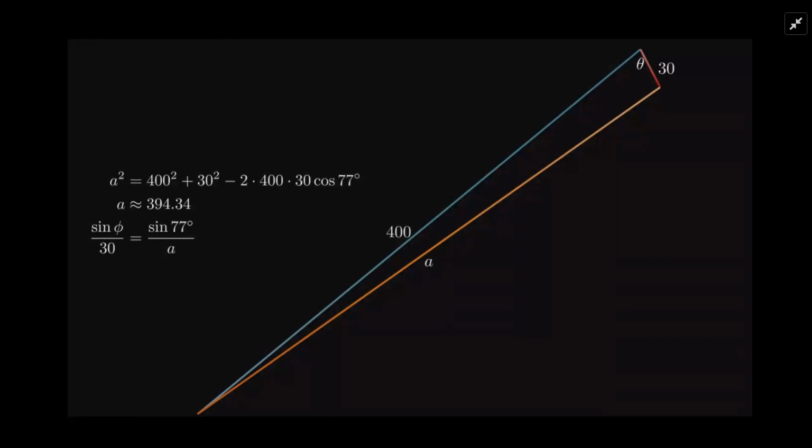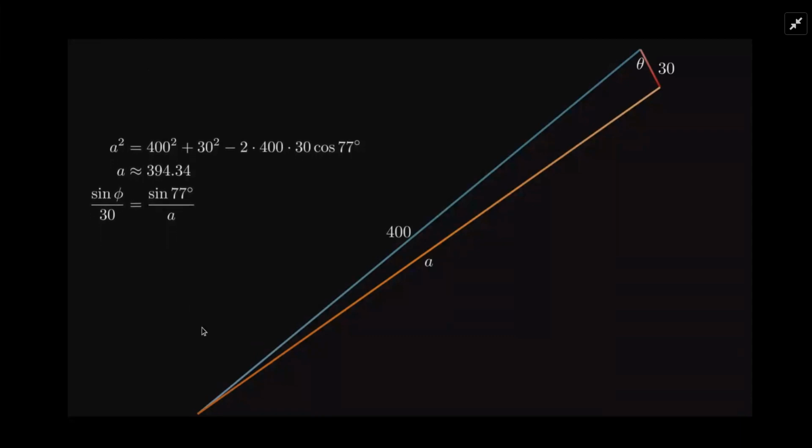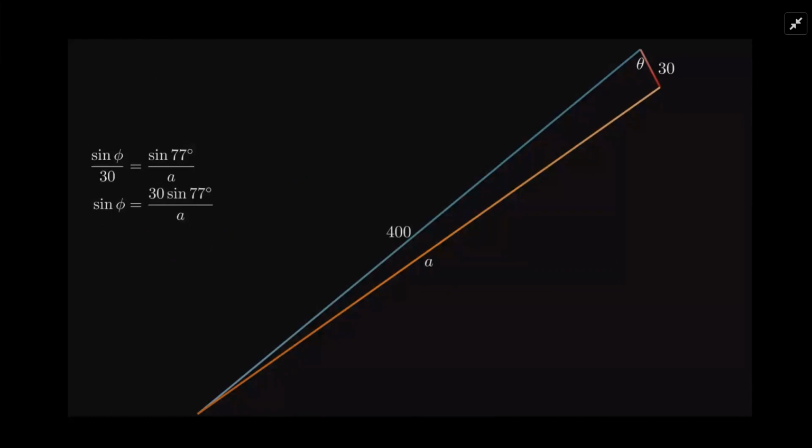To find phi, I'm calling this small angle here between the flight plan and the actual flight phi. We use the sine rule. Set it up like that. Solving now for phi, do the inverse sine of that. That works out to approximately 4.251 degrees.